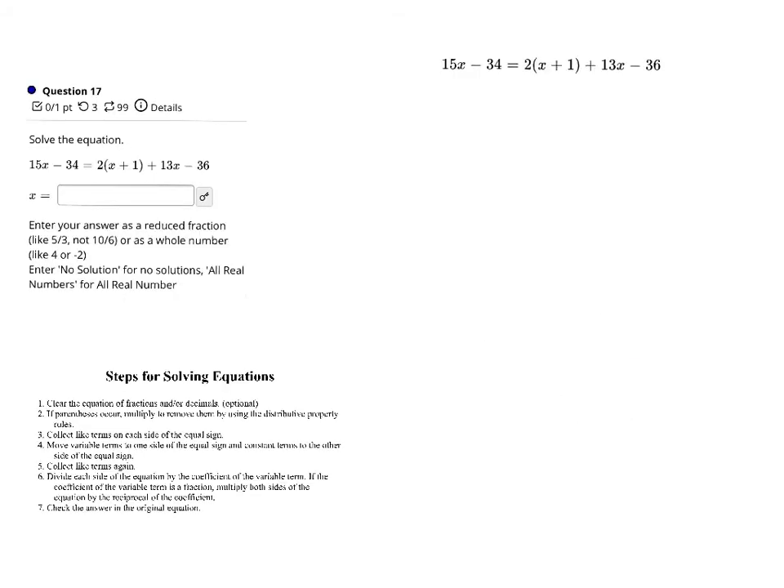Solving for x. No fractions, no decimals. Distributive property. So I'm going to bring down my 15x minus 34 equals. This 2 I'm multiplying times x plus 1, so that's 2x. Don't forget 2 times 1, so plus 2. And then I'm going to bring down my plus 13x and my minus 36.